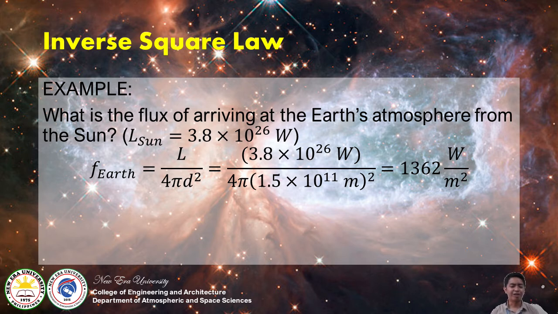Okay, just input it in the equation. All we need there is the luminosity of the Sun and the distance between the Earth and the Sun. In that case, we get 1,362 watts per square meter. So the 1,370 from earlier is merely a rounded-up value. But you can also compute that using the equation that I have given to you.